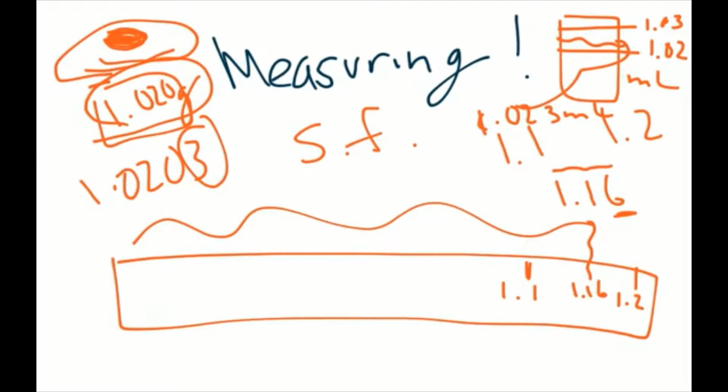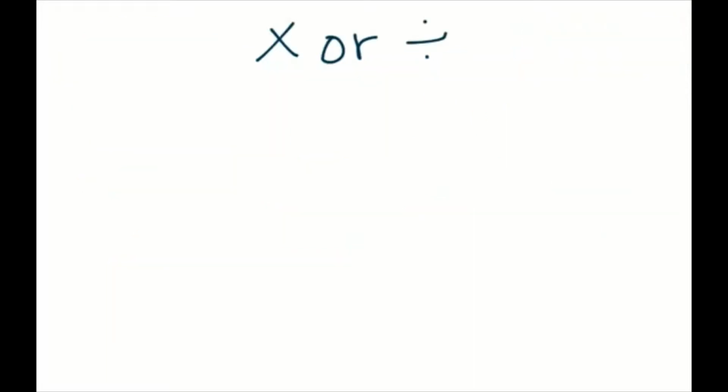Now, we got lab procedures out of the way, so let's talk about mathematical operations and how they relate to sig figs. So on to our next slide. When you multiply or divide two numbers, your final answer will have the same number of sig figs as the number with the least sig figs of the two you multiplied or divided. That's kind of a mouthful to take in, but let's just do some examples.